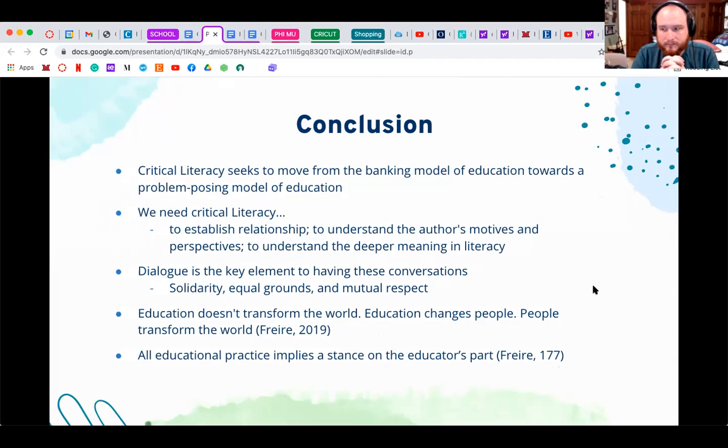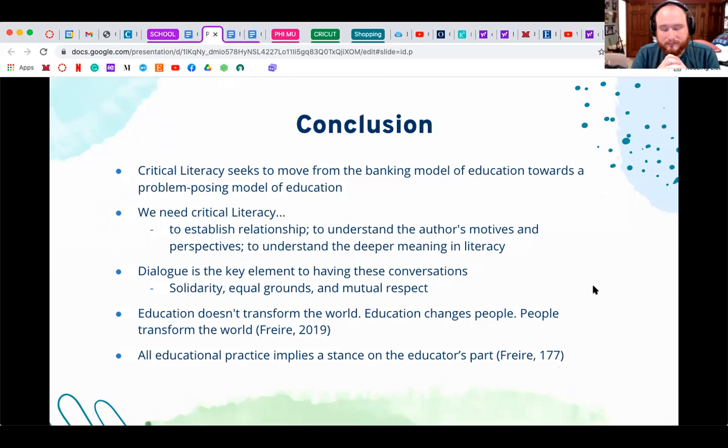Without critical literacy, people aren't able to assess the world and bring about social change because they don't know or realize the issues. And dialogue is a key element to having these critical conversations in the classroom. There must be solidarity, equal grounds, and mutual respect among teacher, students, and each other. The classroom needs to be a safe environment where all participants feel safe to share their beliefs, and it must have respect for people who may come from a biased perspective, using that respect to correct them in a beneficial way.